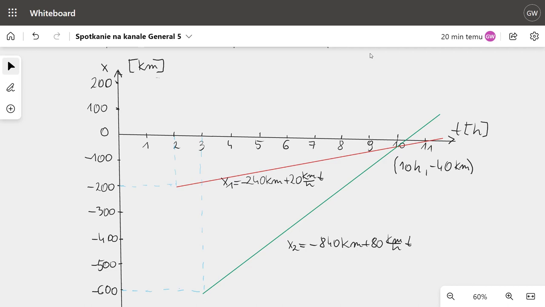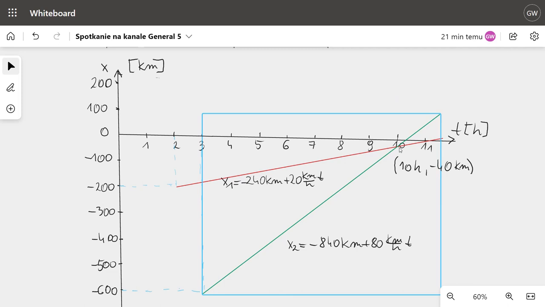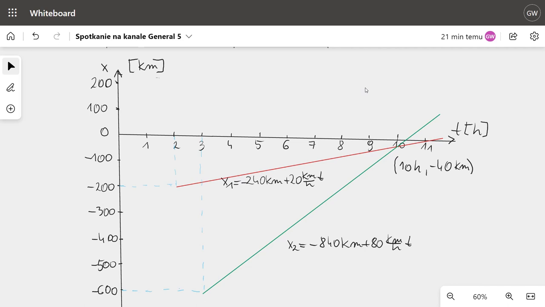Now we can represent the motion of cars in xt coordinate system. We read the time and coordinate of the intersection of the lines representing the movement of both cars. It will be time and coordinate of the place where the cars met. So, we solved our problem. So, it is the end of this lesson.